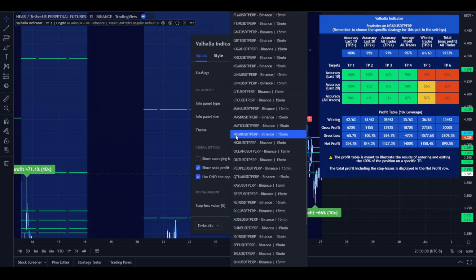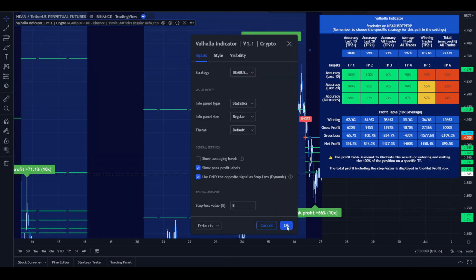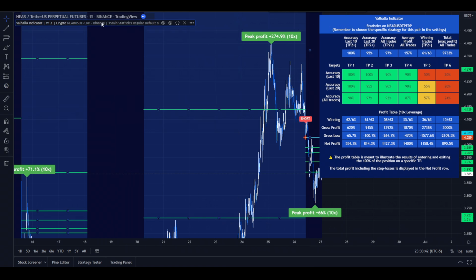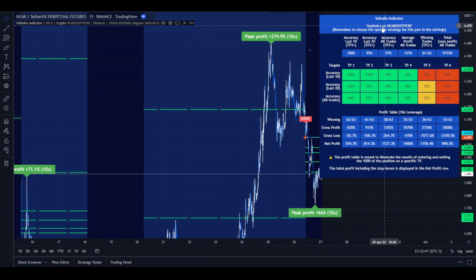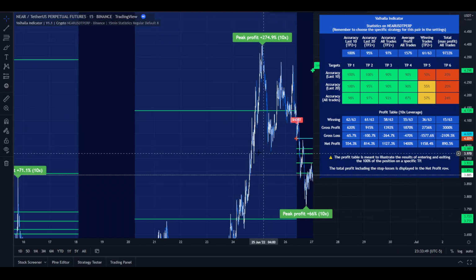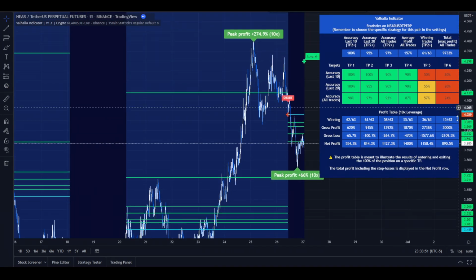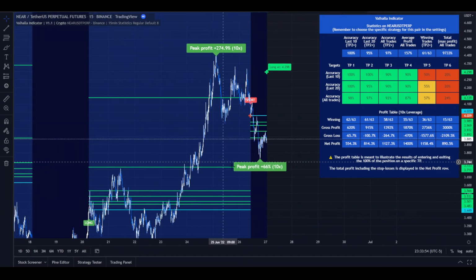Remember to choose the specific strategy for the pair that you would like to analyze, and make sure to be also on the specific time frame that the strategy is optimized for, as this will impact the actual statistics and performance of Valhalla. Let's go over the statistics panel and all of the info that it displays.